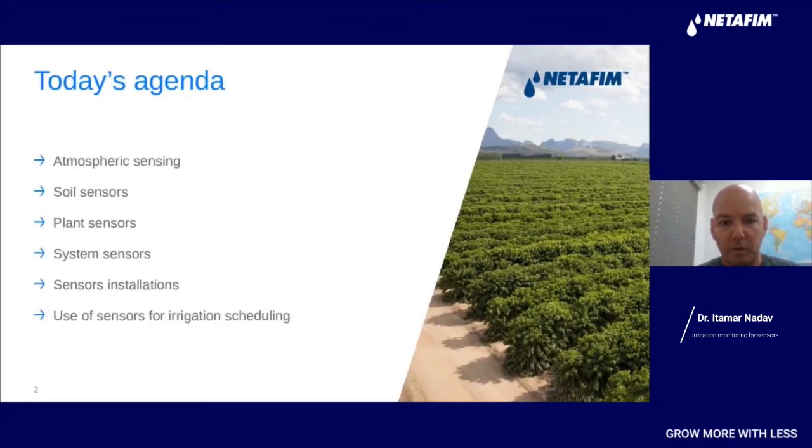So what we're going to talk about today is all sorts of sensors that we use for irrigation scheduling and monitoring, like atmospheric sensors, soil and plant sensors, system sensors, and about how we install them shortly, and how we use sensors for irrigation scheduling.